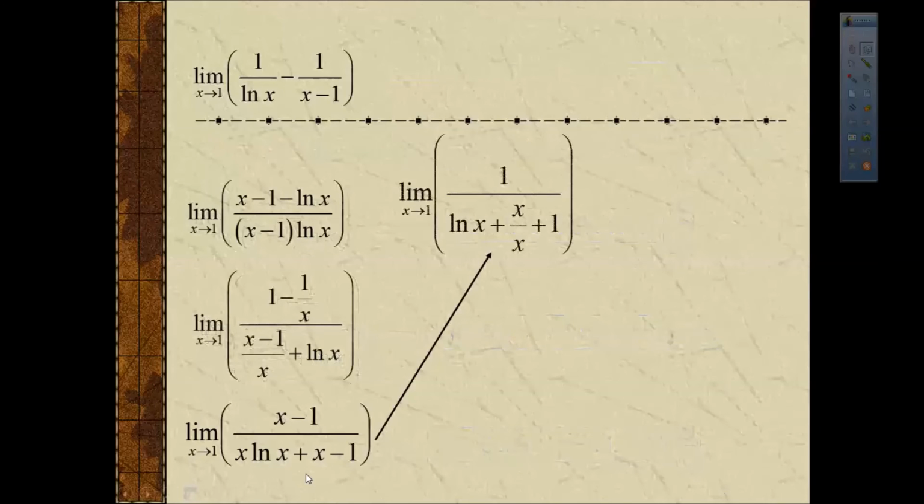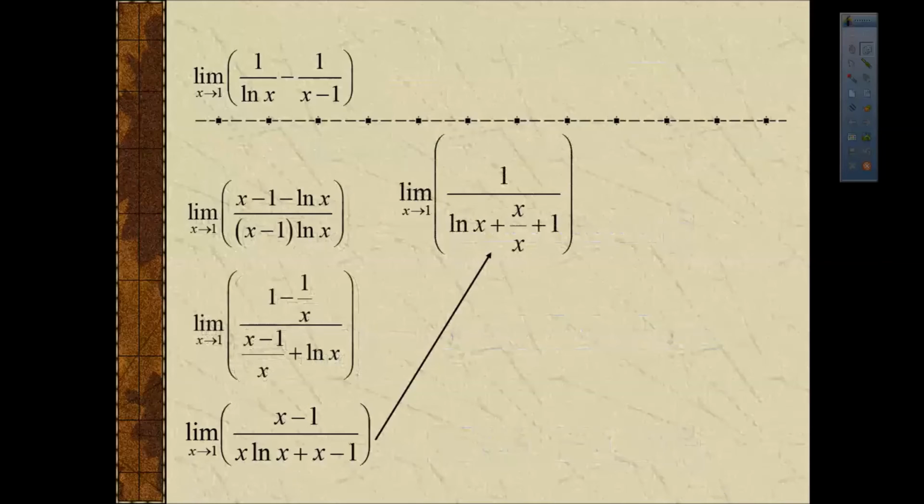Derivative of the numerator is 1. Derivative of the denominator, making sure we apply the product rule for x times natural log x, we get ln of x plus x over x, and derivative of x is 1.